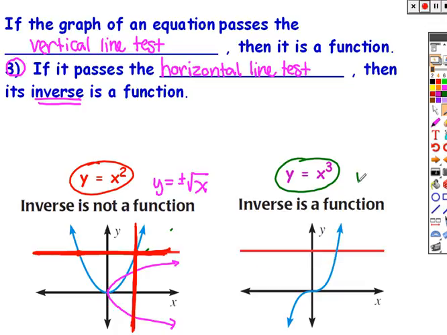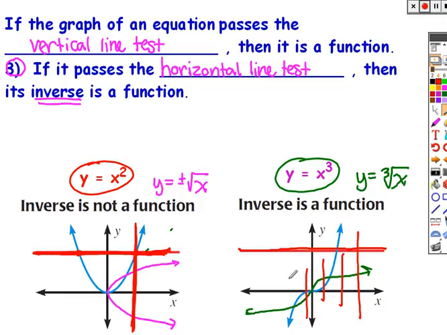And we can look at sketching the inverse here. So if I sketch, the inverse would be what? y equals the cube root of x. If we sketch that graph, it would look something like this. And this horizontal line, if I reflect over the line y equals x to get the inverse, that would now become a vertical line. So the inverse is going to pass the vertical line test because the original function passed the horizontal line test.